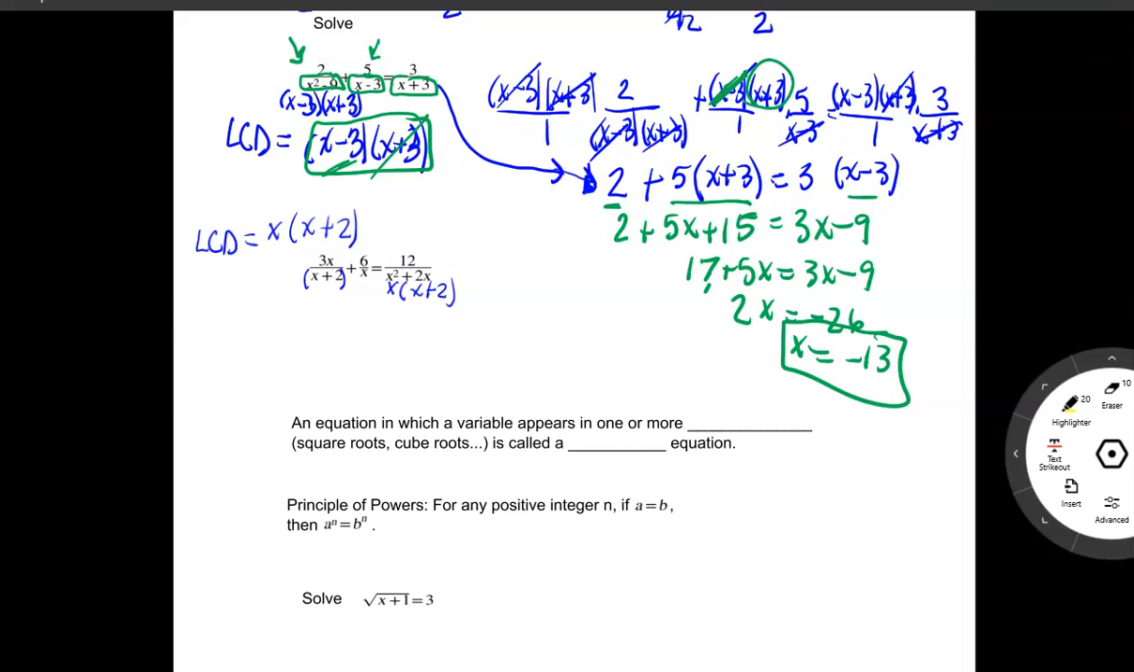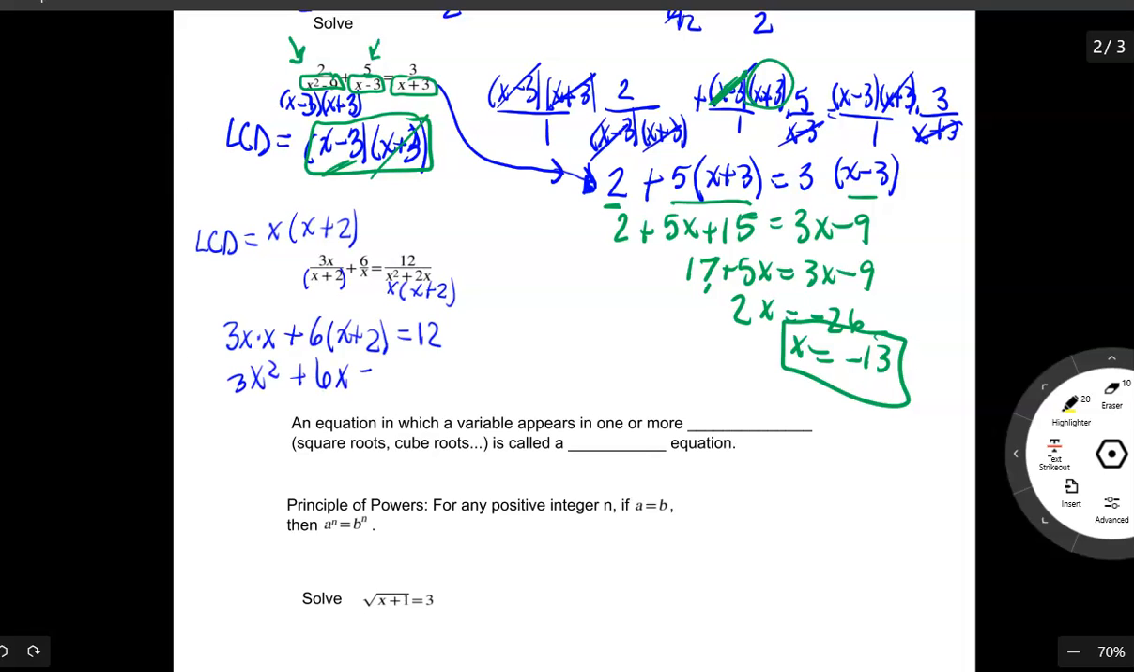So I need to multiply 3x over x plus 2 times my least common denominator. The x plus 2 is going to cancel, and I'm left with just 3x times x. In the next one, the x's cancel, so I have x times x plus 2. And then the last fraction, which is on the other side of the equal sign, the x cancels, so does the x plus 2, so I'm left with just the numerator of 12.